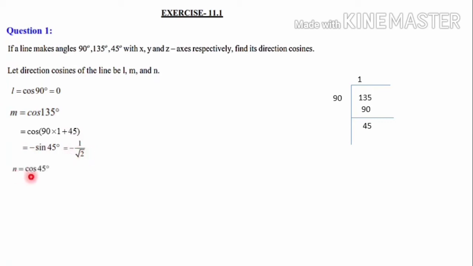Next is N. N is equal to cos the third angle 45. Cos 45 is 1 by root 2. So the direction cosines of the line are 0, minus 1 by root 2 and 1 by root 2.